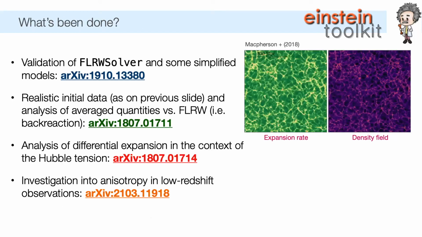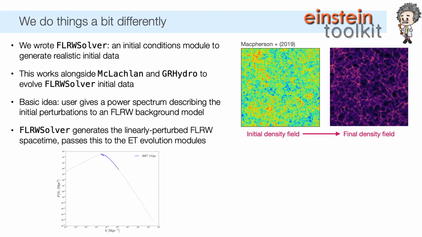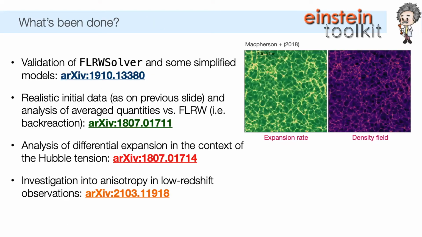And so just a few lines on what we've done so far with FLRWSolver. The first thing we did was, of course, just validating the code and making sure it works using some simplified cosmological models, which you can find in this paper here. And then we did some work with this more realistic initial data that I showed you on this slide here to perform an analysis of average quantities and compare those to FLRW. So we're looking at the back reaction. And if you're more interested in reading about that, then check out this paper here.